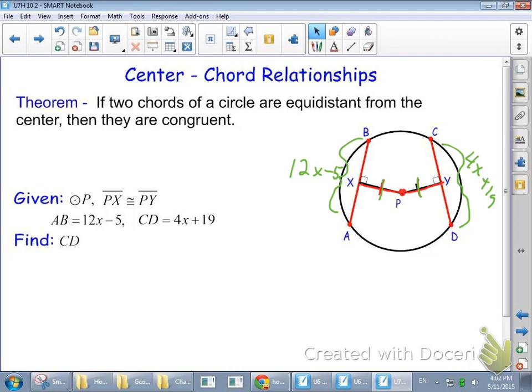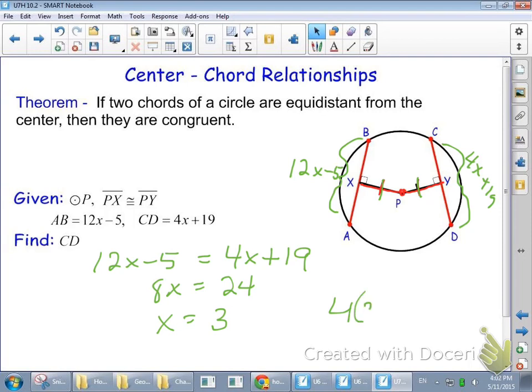Okay, so since I know that the chords are going to be congruent because PX is equal to PY, I'm going to set these two chords equal. So 12x minus 5 is equal to 4x plus 19. Solving for x, I have 8x is equal to 24, so x is equal to 3. If x is equal to 3, then I'm going to plug that back in: 4 times 3 plus 19. And hopefully everybody got the same answer. That gives us 31.